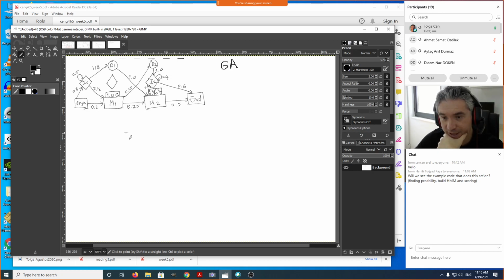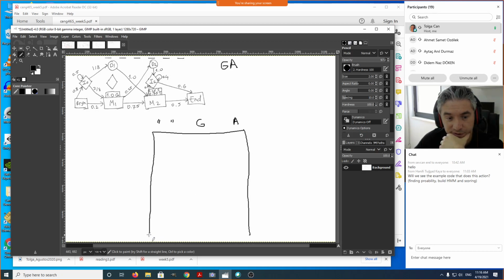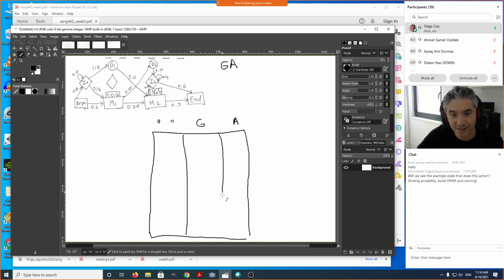I build my Viterbi table. The Viterbi recurrence relation basically tells me I'm going to have states and these sequences. So I write the empty string, G, A, just like in dynamic programming of protein pairwise sequence alignment. I will have a table here. This time, the table's columns will be the letters of the sequence, and the rows are going to be states.